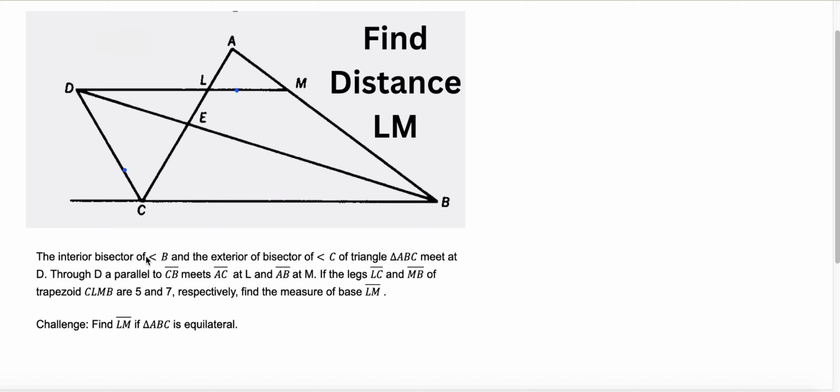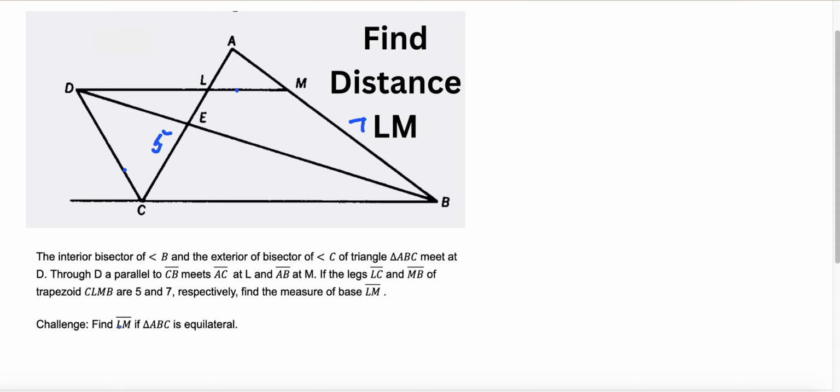The interior bisector B and the exterior bisector of angle C of triangle ABC meet at D. Through D, a line parallel to CB meets AC at L and AB at M. If the legs LC and MB of trapezoid CLMB are 5 and 7 units respectively, find the measure of the base LM.